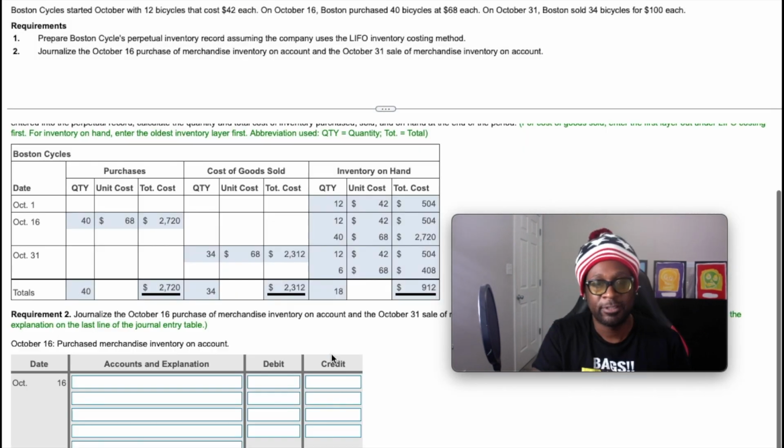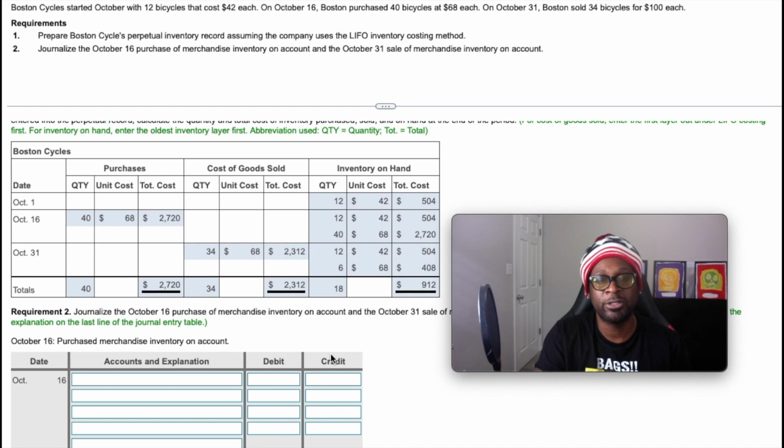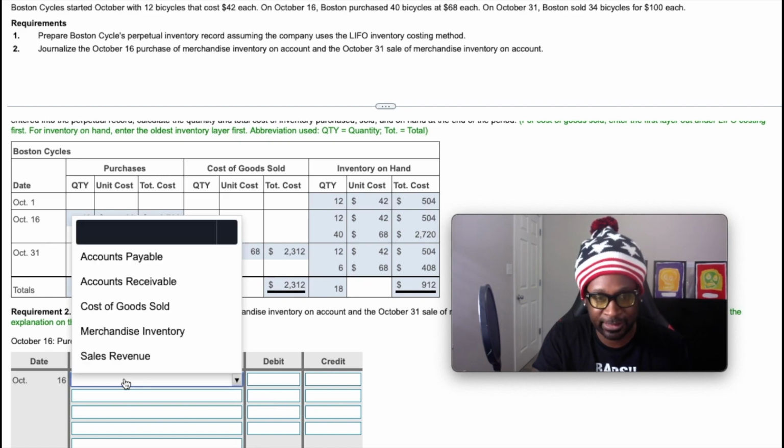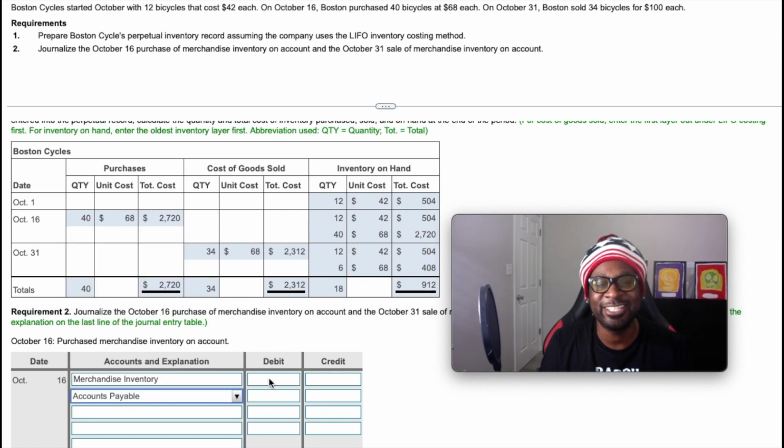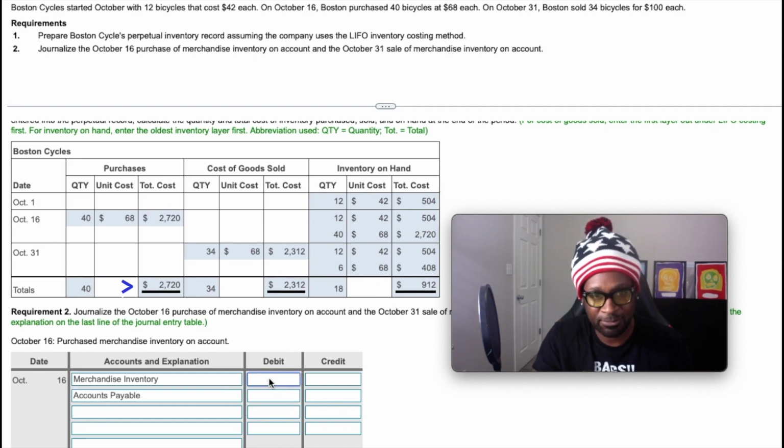Nice work, gang. So now we are going to record the October 16th purchase of merchandise inventory. That's easy breezy, gang. We know when we record on our account, we always debit inventory and we credit accounts payable. We also know we've already calculated the total cost of that October 16th purchase. That was $2,720. We're going to check our answer.